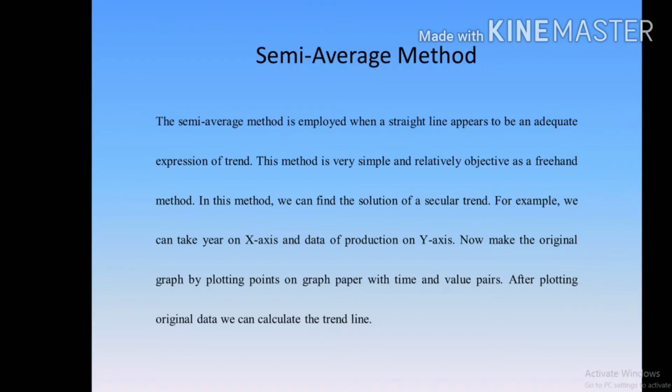In this method, we have to classify the time series data into two equal parts with respect to time and then calculate averages for each half. Suppose we have 10 years of data, then we divide it into 5 and 5 years, and calculate the first 5-year average and the next 5-year average. After this, we plot these on the graph paper and join these points through a straight line which shows the trend. The trend value can then be read from the graph corresponding to each time period.